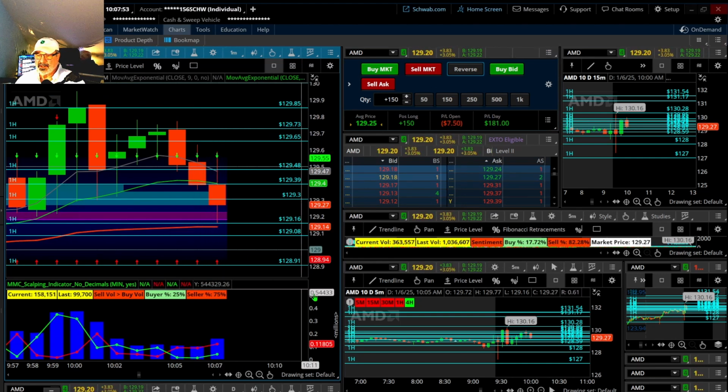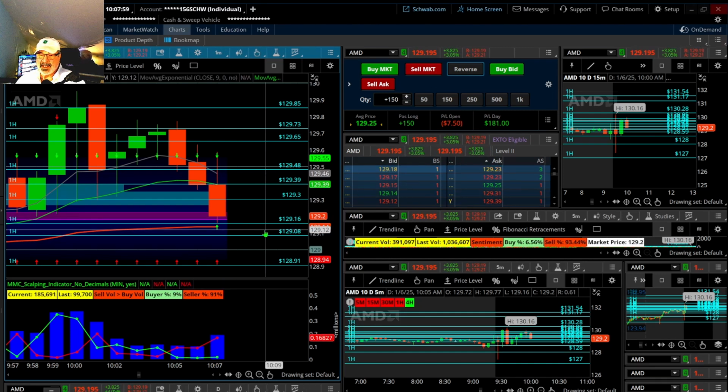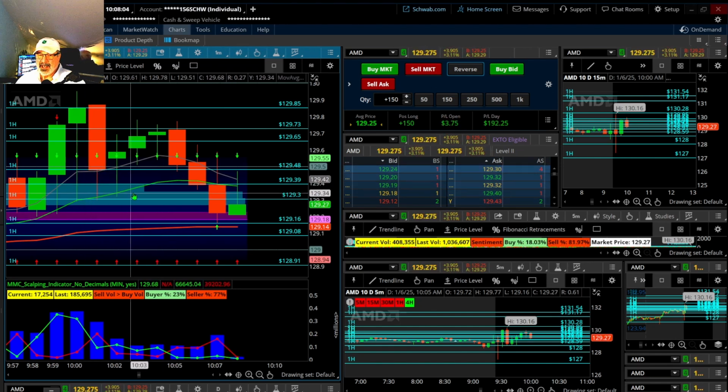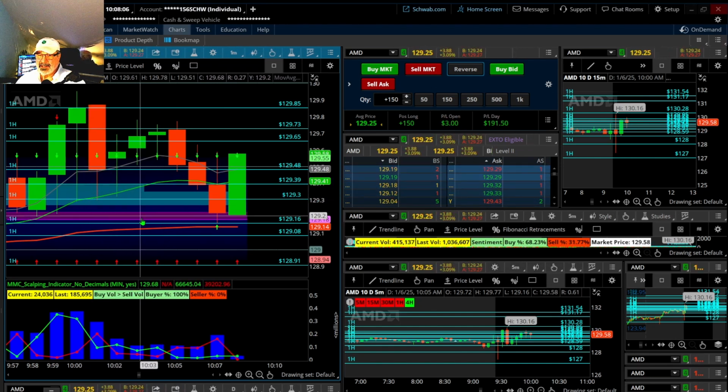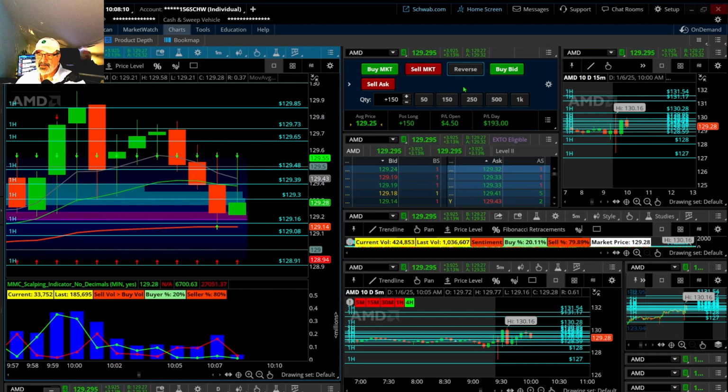Sellers got stronger. Multi-chart alignment's down. So I may be going the wrong way if it decides to go back up. Right now it's retracing a bit. Wow, there's a lot of previous price action right there. Whoa, boom. What was that? Another like these. This is very sensitive.